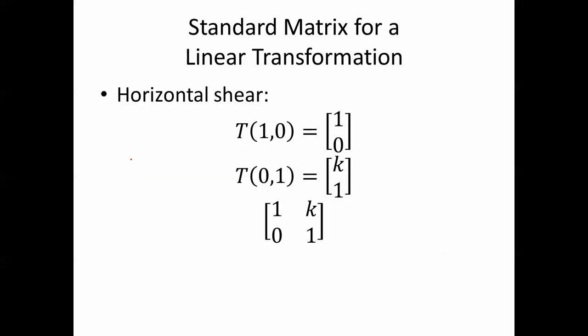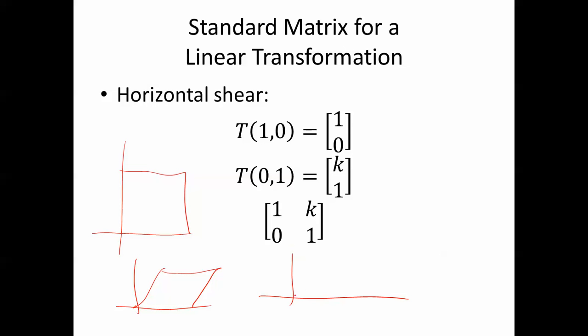Horizontal shear. Here's what horizontal shear looks like. You start off with a square that looks like that, and you end up shifting it diagonally. So you'd end up with something like this. Or, if it's a really intense shear, you'd end up with something like this. It depends on how much you shift it.